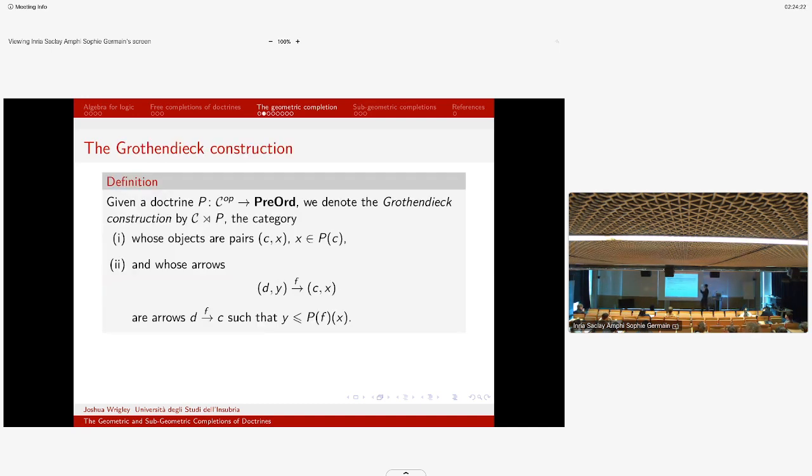So just a bit of notation. Whenever I have this fibred category given by C^op times P, I'm going to denote the Grothendieck construction. This is the category-valued version of a category of elements. So I just take these pairs, and then my arrows are arrows in my base category such that the element in my domain is less than the image under f of the thing in my codomain.